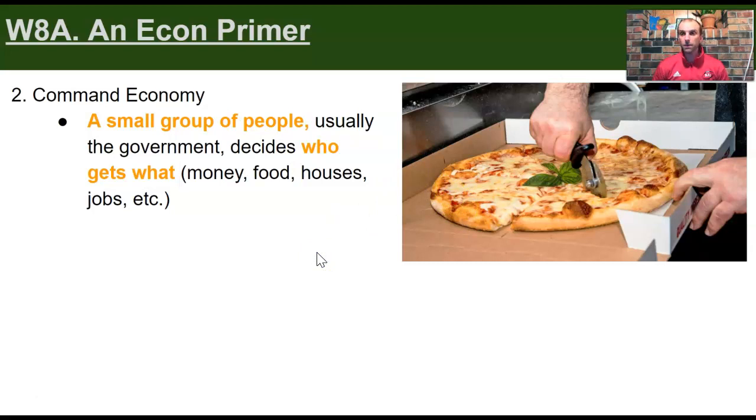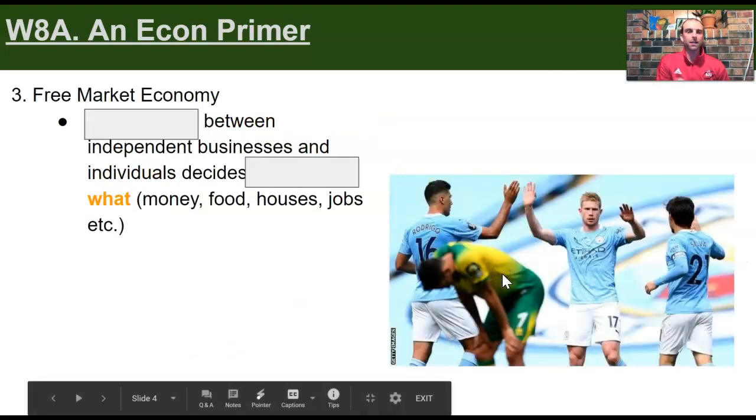That is, how big are the pieces of pizza, who's going to get them, what shape they're going to be in, a small group of people. In this case, just those persons' beefy hands. And in a command economy, a small group of people, usually the government, decides who gets what. Now there are lots of different types of command economies, and perhaps communism is a familiar one, or at least one that you've heard of. But there are different ways to run in a command economy. But if a small group of people are deciding who gets what, that is a command economy.